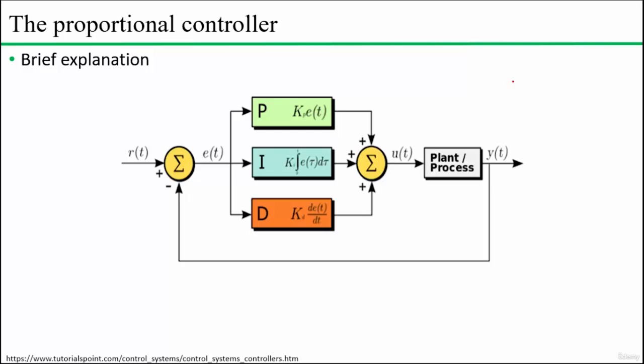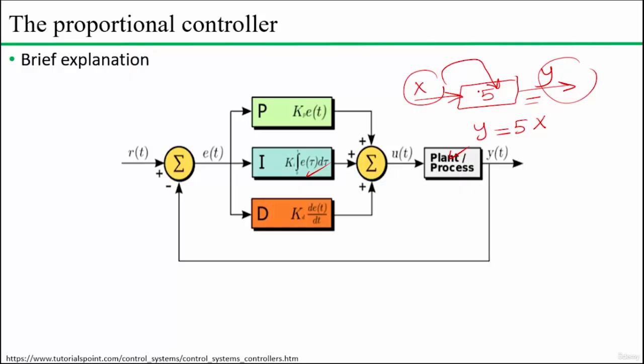But first, I want to remind you of an important note. If we have a block with an input and an output, let's say the input is x and the output is y, and inside the block we have, for example, 5. It is a multiplication process, so the output y will be equal to 5 multiplied by x. What I want to say here is that the output from any block is equal to the input multiplied by what is inside the block.